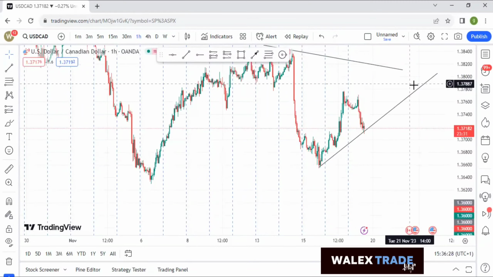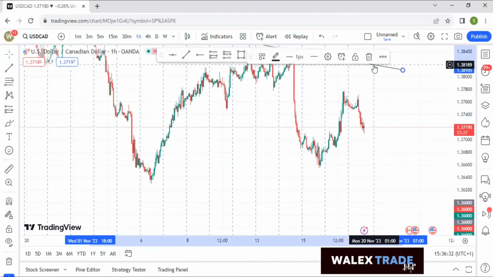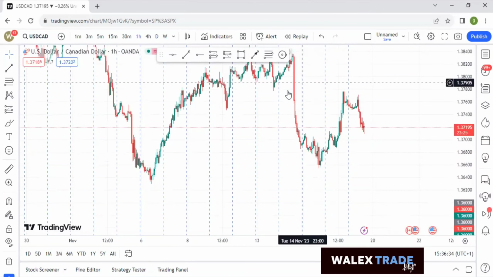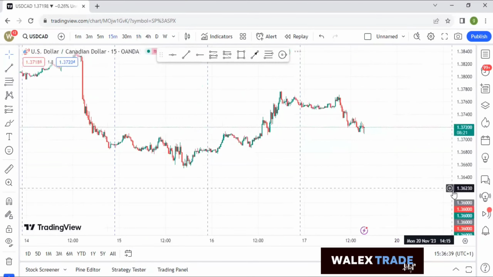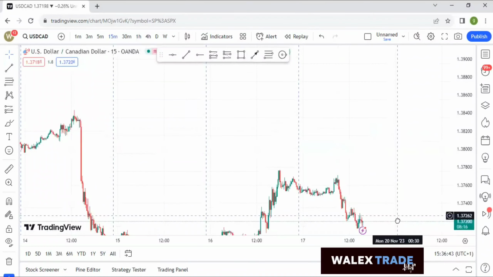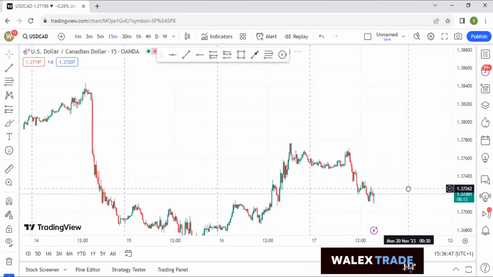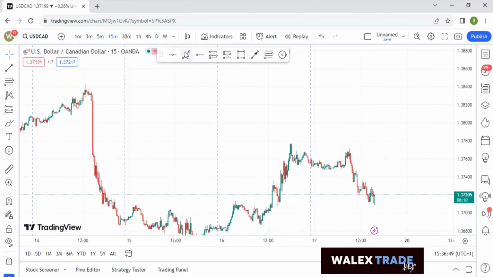So let's go to another time frame, a lower time frame. Let's go to like the 15 minutes time frame and draw a trend line from there. Like I said, trend line is independent of time frame. This is on the 15 minutes time frame, so let's draw our trend line here. You take it from there.